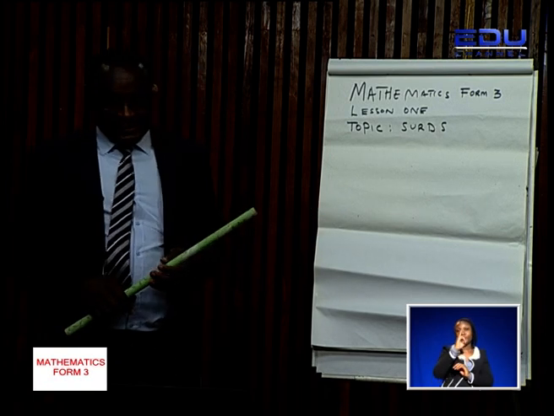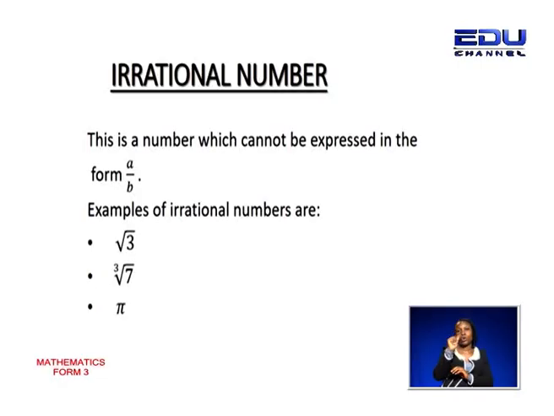Irrational numbers. This is a number which can be expressed in the form a over b. I take that again. This is a number which cannot be expressed in the form a over b. Examples of irrational numbers include root 3. If you were to simplify root 3, we cannot get an exact value, and therefore root 3 becomes a surd.